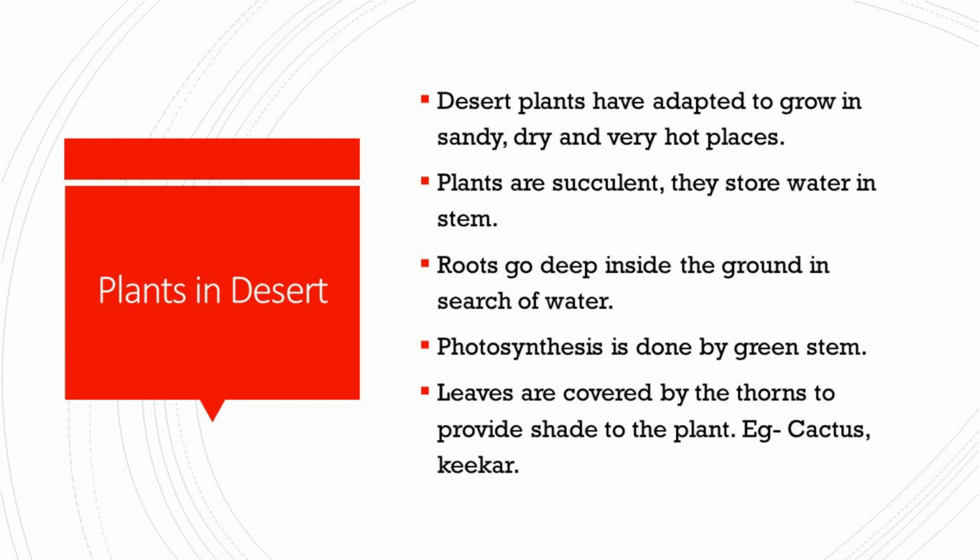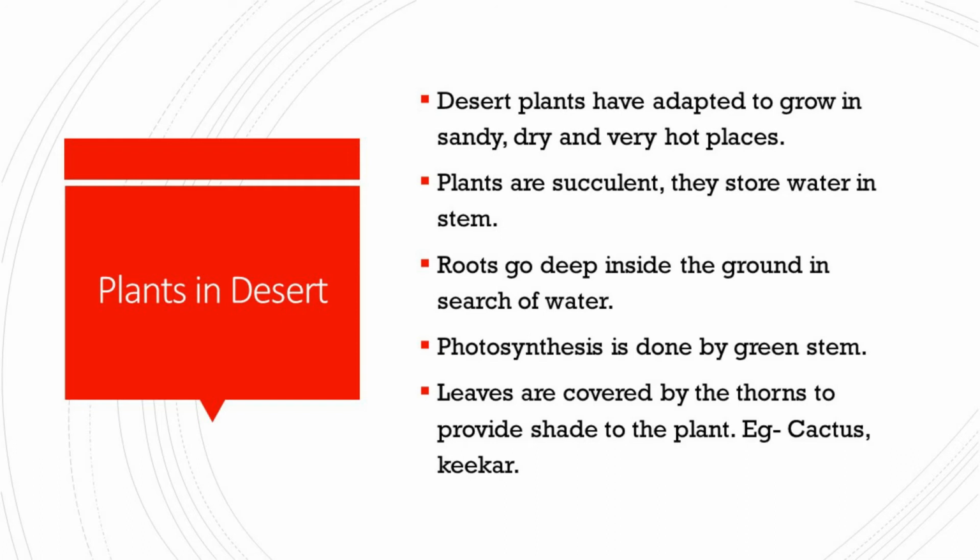Plants like cactus have roots that spread out just under the surface of the soil. The kikar has roots that can grow down to more than 20 meters in search of water. Desert plants often have small leaves.